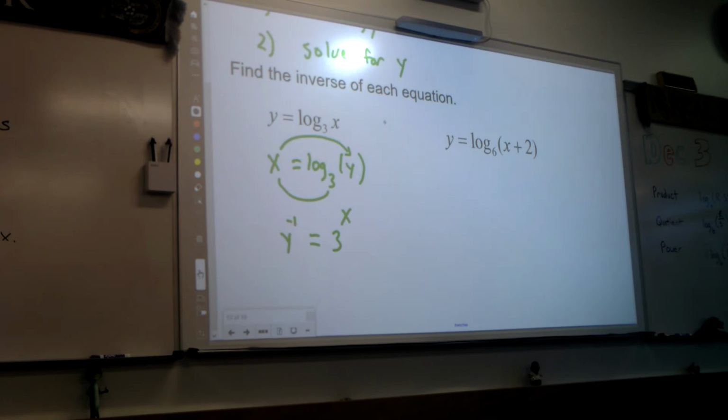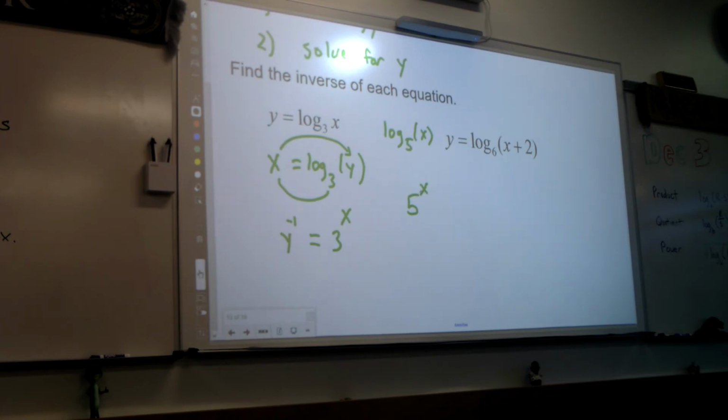What if I change this to be log base 5 of x? What's the inverse of that going to be? 5 to the x. What's the inverse of log base 20 of x? 20 to the x. Okay, that's what I'm trying to get you to see there. All right? Now, what if I have a question like this?